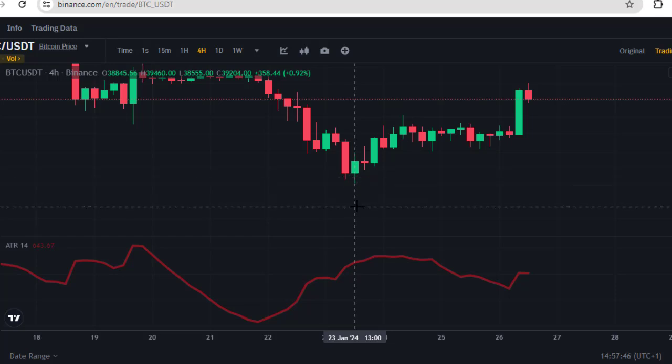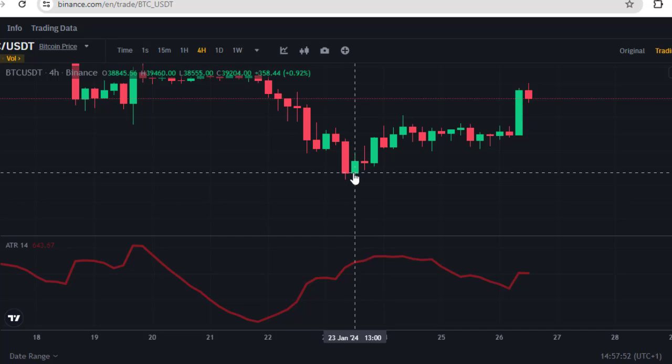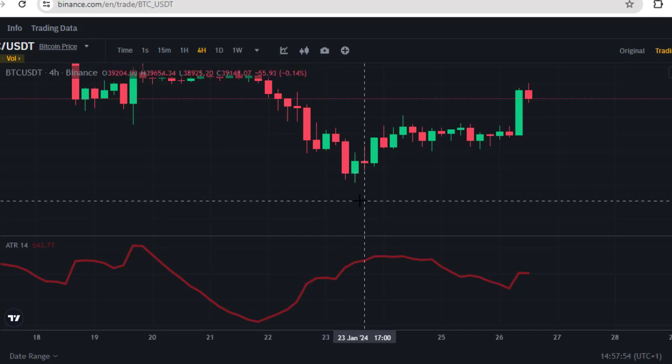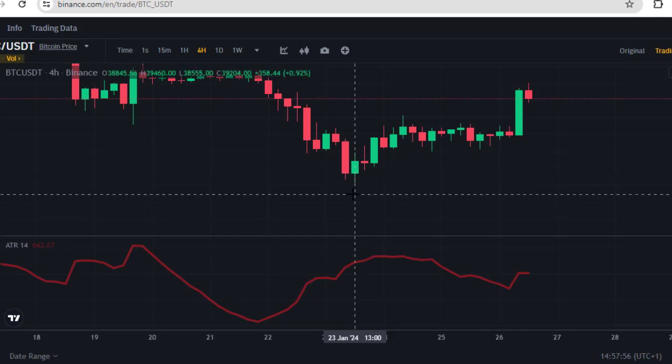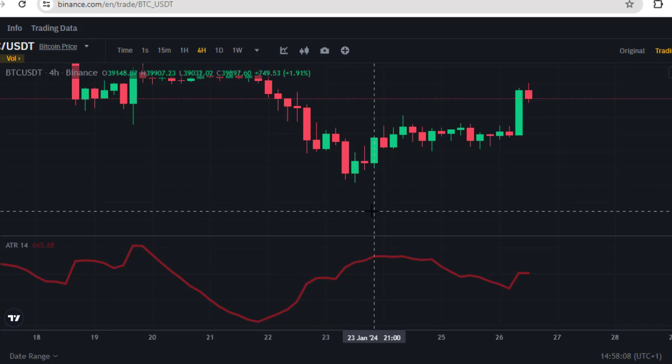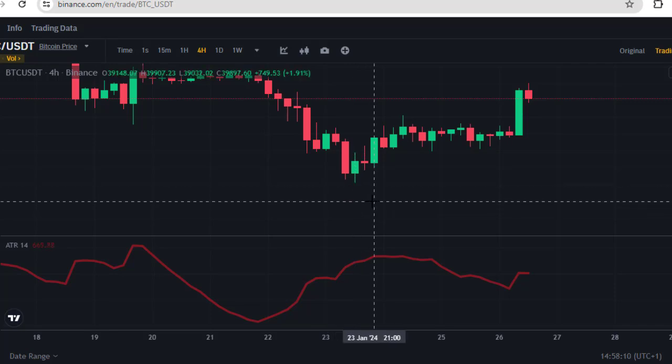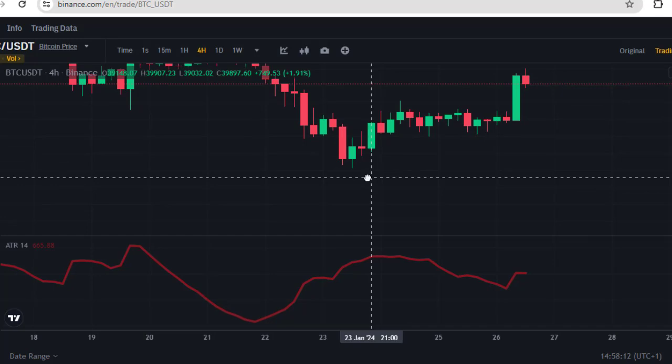$643. So if you already know this, it means that you can also set your stop loss in such a way that if the market moves down $643, you will not be stopped out. So it helps you set an accurate stop loss so that you know the average volatility of the market. That does not mean that the market cannot go against you. Okay, what it means is that it helps save you from whipsaw in the market.